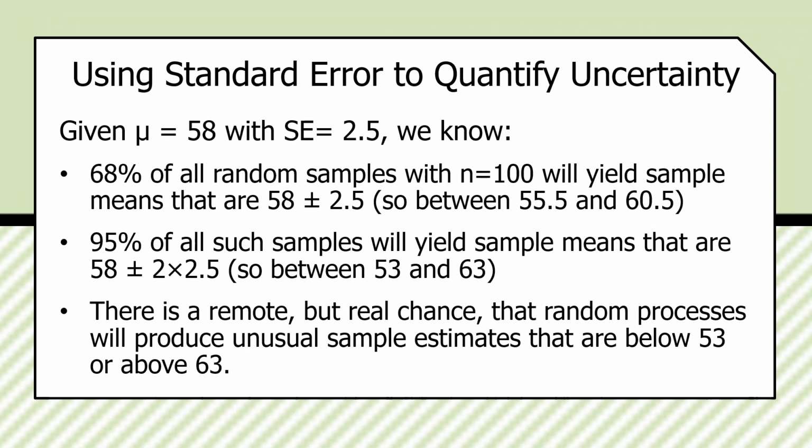We are dealing with random processes here, so there's a remote but real chance that random processes will produce bona fide flukes. We might get a mean that is below 53 or above 63. In fact, a 2.5% chance below 53 and a 2.5% chance above 63. Now, let's illustrate where these percentages come from and illustrate the central limit theorem. And in doing so, we'll produce what's called the sampling distribution of population A given sample sizes of 100.